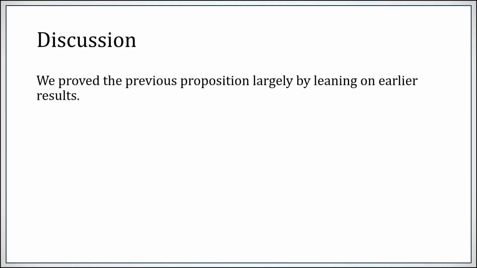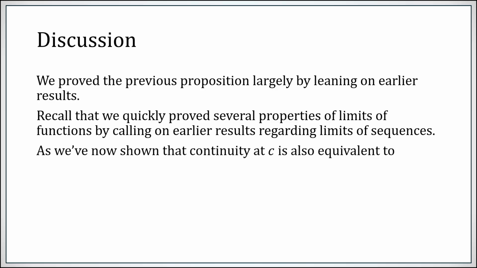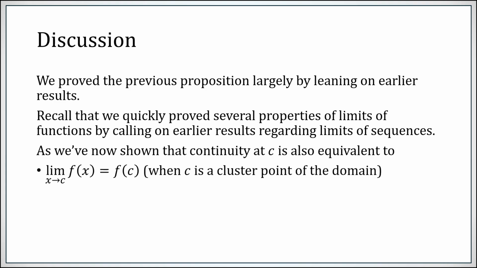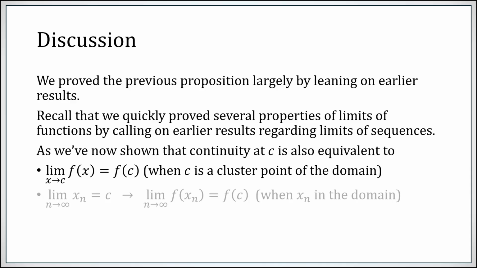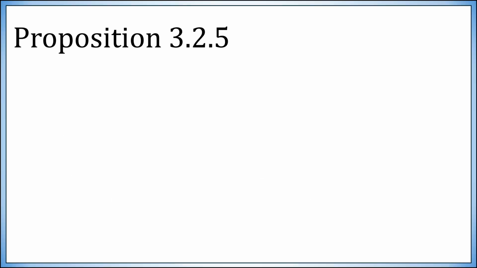So we proved the previous proposition really by leaning in a somewhat informal way, I'll admit, on earlier results. So we quickly proved a whole bunch of properties of limits of functions by simply citing earlier results regarding limits of sequences. Now that we've shown continuity at a point is equivalent to a limit of a sequence being the correct value f of c, at least when c is a cluster point of the domain, and we can tie that into limits of sequences, we're just going to lean on those results to get some quick claims about continuity.